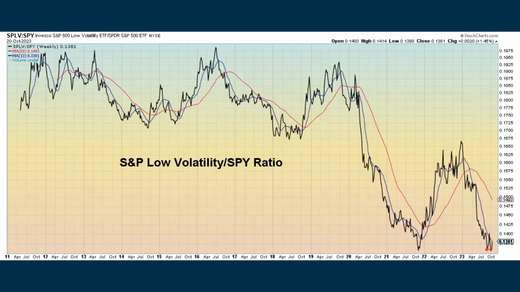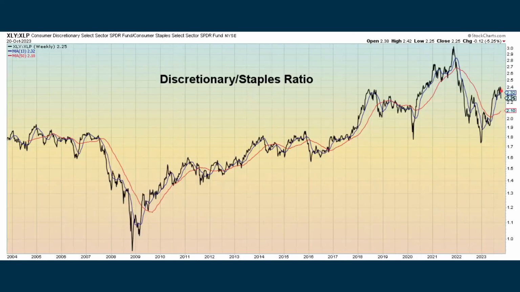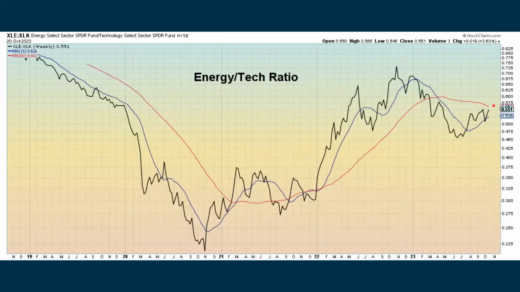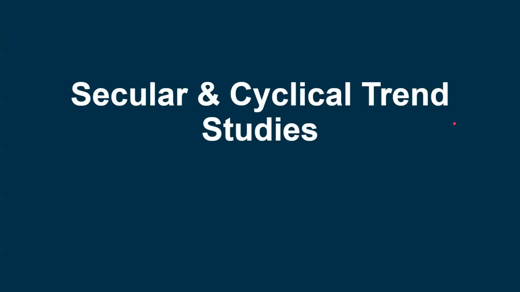The low volatility stocks are really starting to bounce back up as we're running into some more difficulties. So far, these previous lows have held with this ratio. Discretionary has been falling recently compared to staples, but still outperforming in the longer term. Energy has been bouncing back, but is still on a longer-term downtrend when compared to tech.